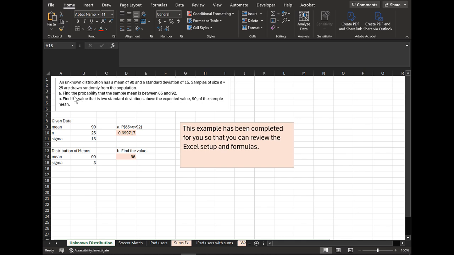So two parts to this. We have: find the probability that the sample mean is between 85 and 92. And then find the value that is 2 standard deviations above the expected value, 90, of the sample mean.